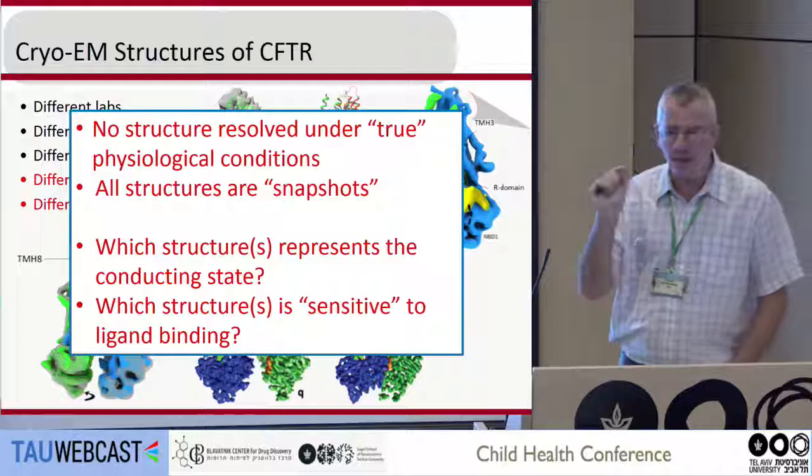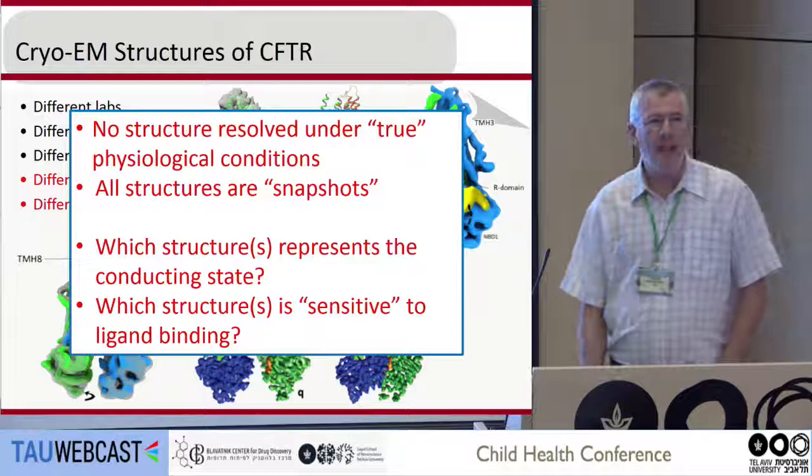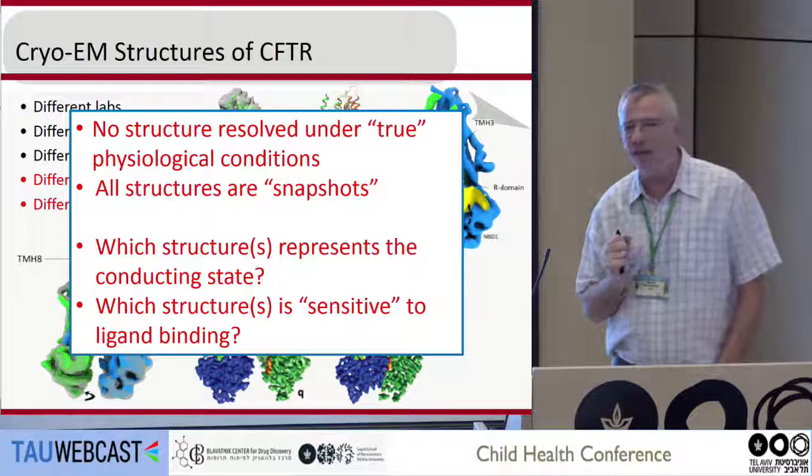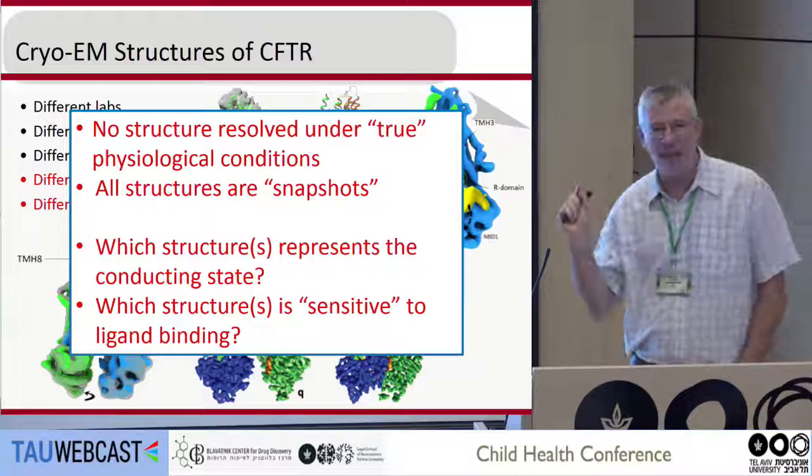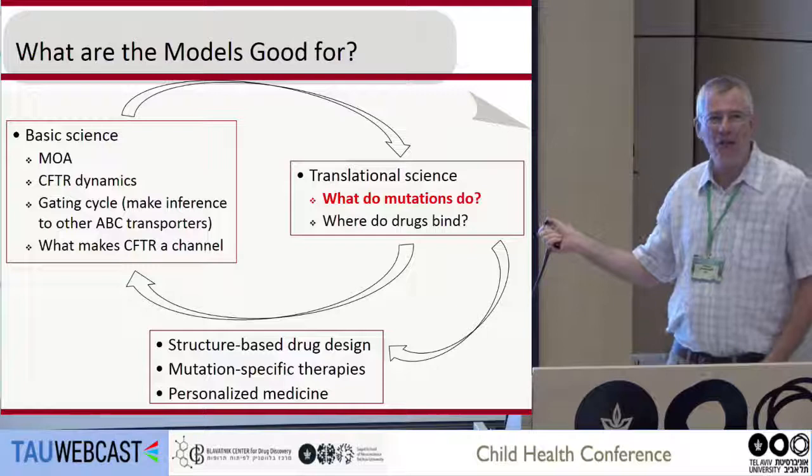Which structure represents a conducting state? We don't know. Four of the structures do not have channels or continuous channels. They are closed structures or nearly open structures. Which structure is sensitive to ligand binding? We don't know because we still don't have any structure solved in the presence of a ligand. Many unanswered questions. And then there is a very interesting question. What are these structures good for?